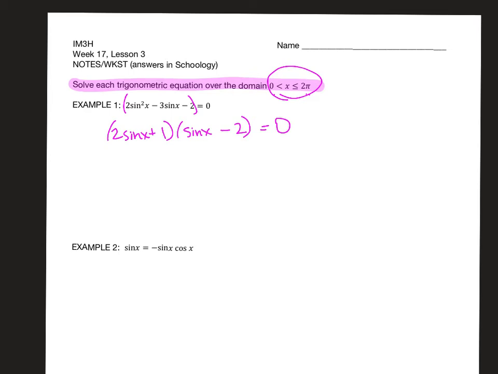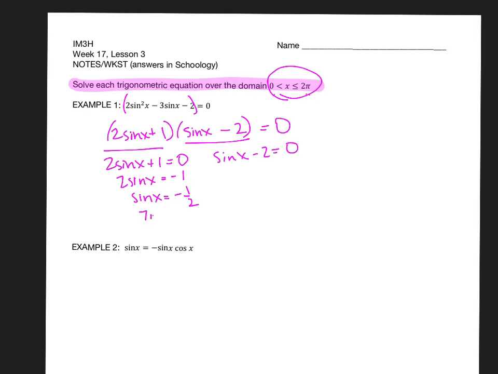Now, you have solved equations that are in factored form before. If this times this has to equal 0, that means that either one of them equals 0 or the other one does, or maybe both. So on this one, if I subtract 1 from both sides and divide both sides by 2, I'm going to look on the unit circle for places where the sine is -1/2, which happens at 7 pi over 6. It also happens at 11 pi over 6.